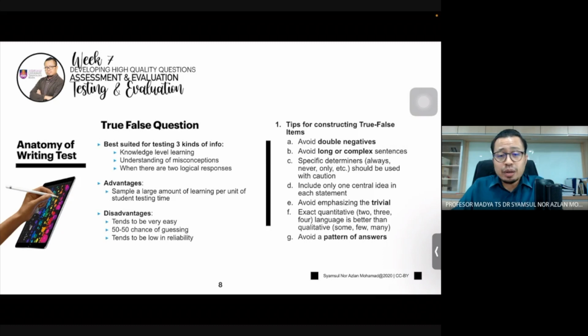And the tips for constructing true/false items: please avoid double negatives and long or complex sentences, because students can easily guess. Most probably focus on one central idea. There should be nothing trivial, and please make sure you are careful in arranging your answers, so that there is no pattern that can be recognized by the students.